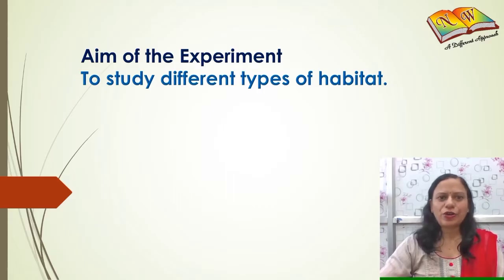In this video, we are going to discuss an experiment on studying different types of habitats. We know that different types of organisms are found in different types of habitats and they are adapted to survive in their habitats. Just like camels, they can survive in a desert, whereas a polar bear can survive in the polar areas. So let's talk about these habitats.